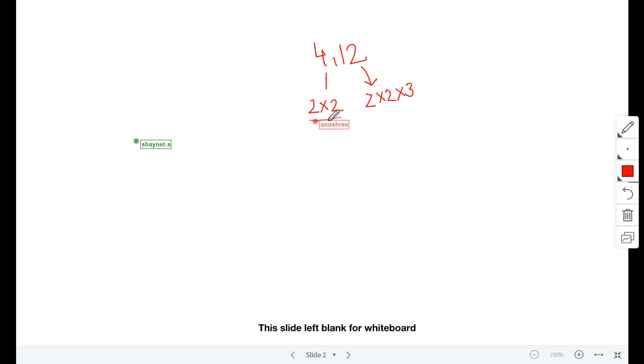So first write down the common number. 2 and 2 are common numbers, right? So write down 2 multiplied by 2 and also the uncommon number. Definitely these two are common numbers, so write them only one time and write this 3 one time. This will give you the LCM. Clear?